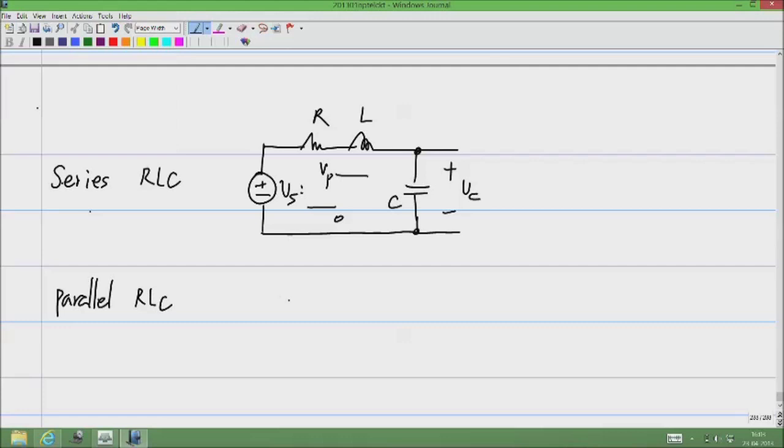Okay. Finally, when the damping factor is less than 1 or A1 square is less than 4A2, P1 and P2 will be a complex conjugate pair. Okay, so what does that mean?